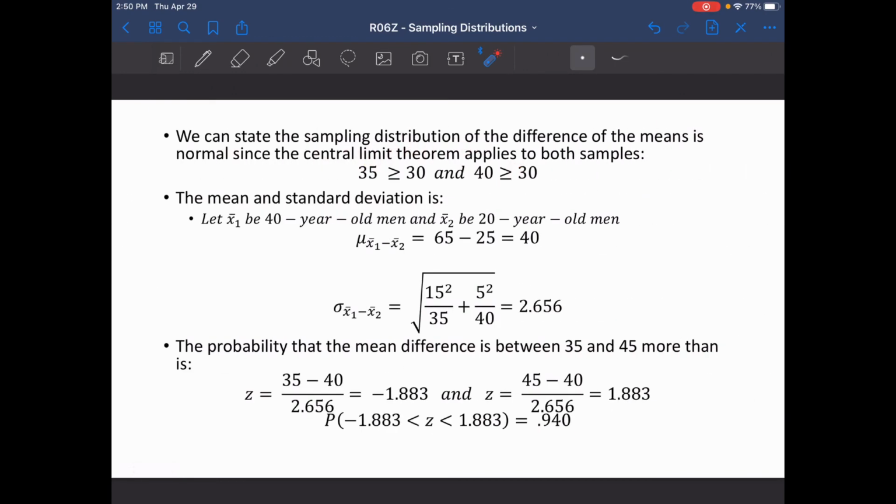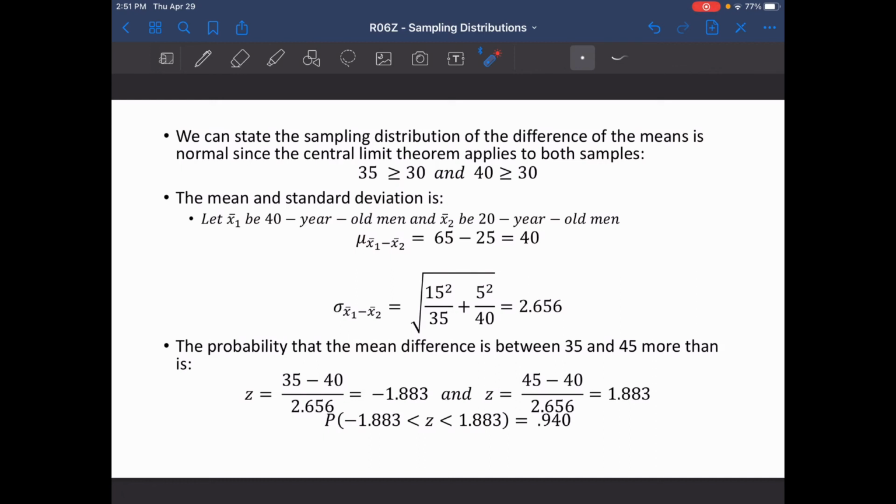So the central limit theorem will apply in this case to make our sampling distribution normal for the difference in means. And then when we want to find the mean and standard deviation, the mean is simply taking the total number of genetic mutations for 40-year-olds and the total number of genetic mutations for 25-year-olds and subtracting those, which would give us a total of 40, or a mean sample difference of 40.